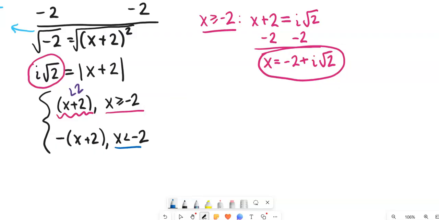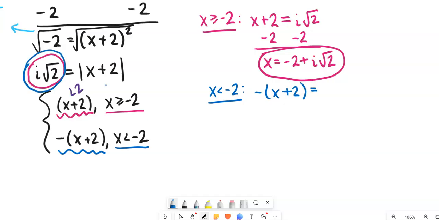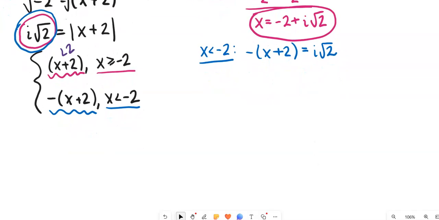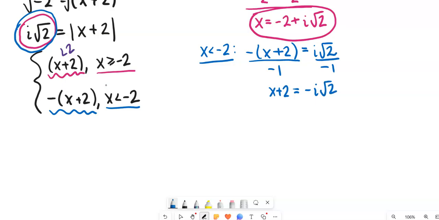Your other equation comes from your other domain. X is less than negative 2. That part of my piecewise is negative times x plus 2. And that's equal to, again, what my absolute value was equal to, i square root of 2. I find it a little bit nicer just to divide by negative 1 here. So x plus 2 is equal to negative i square root of 2. And from there, it's the same thing as the last one. We're going to subtract 2 from both sides. X equals your real part is negative 2, minus your imaginary part is i square root of 2.